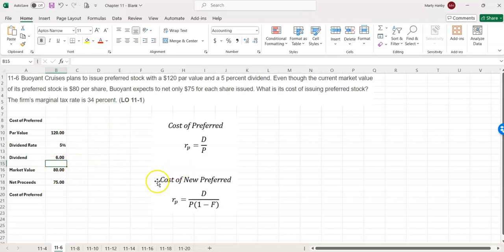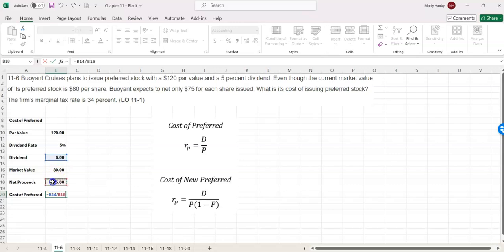So in this case, our cost of preferred is going to be the dividend divided by the net proceeds because it's the cost of issuing. So equals 6 divided by 75. And let me hit the percent. So 8% is the cost of preferred. And in this case, we're talking about new preferred.